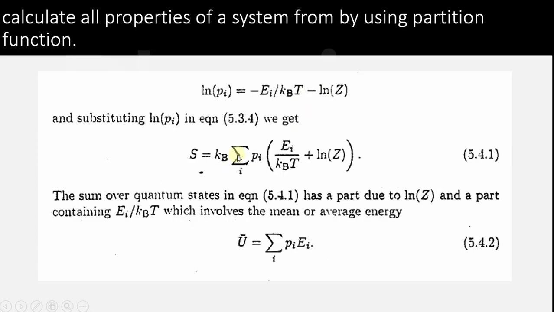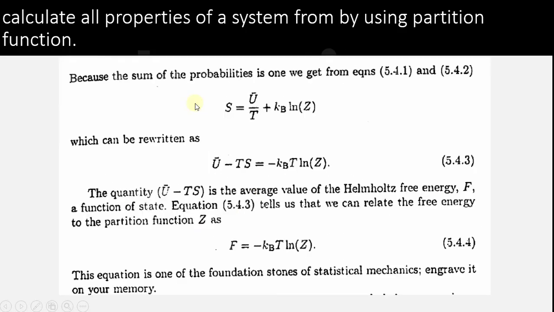Further, this formulation is used to sum up all the quantum states. So this is the entropy, the symbol of entropy. The sum over quantum states is given in this equation as a part due to ln Z and a part containing E_i over k_B T, which is energy divided by Boltzmann constant times temperature, which involves the mean or average energy. Now we will sum up all the probabilities as in this formulation.